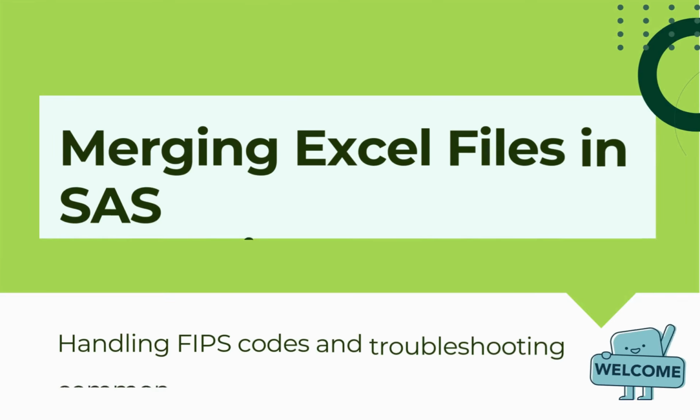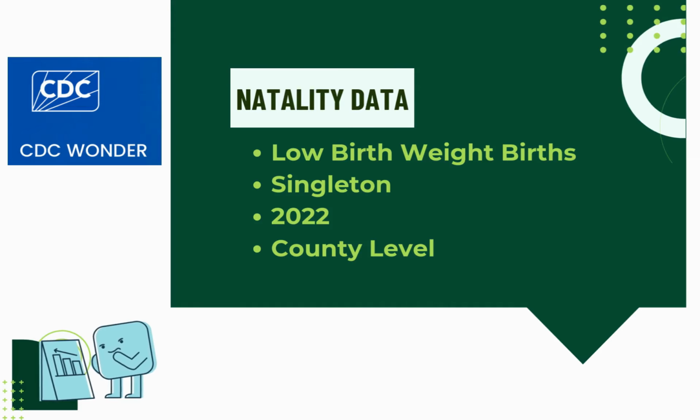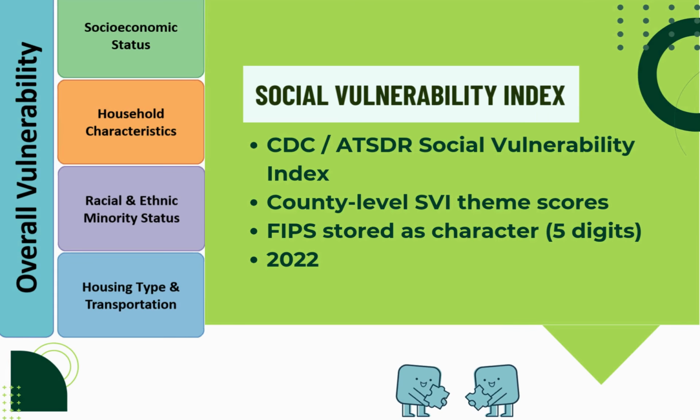Hey everyone! In this video, we're going to merge two Excel files in SAS using PROC SQL, based on a shared identifier, the FIPS code. We're working with two datasets, a CDC WONDER Natality file that contains all low birth weight singleton births at the county level in the US for 2022, and a social vulnerability index dataset with county-level SVI theme scores.